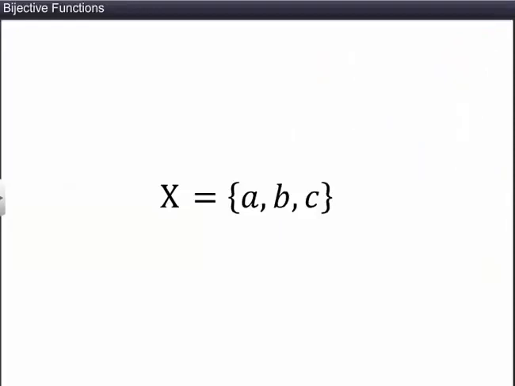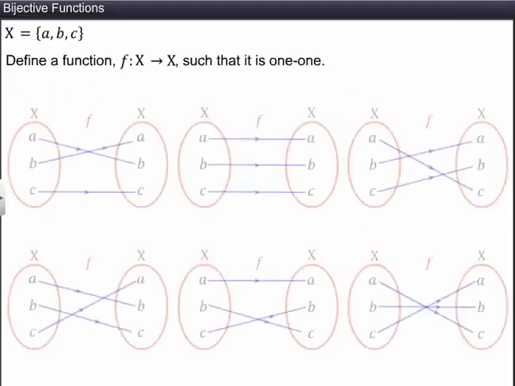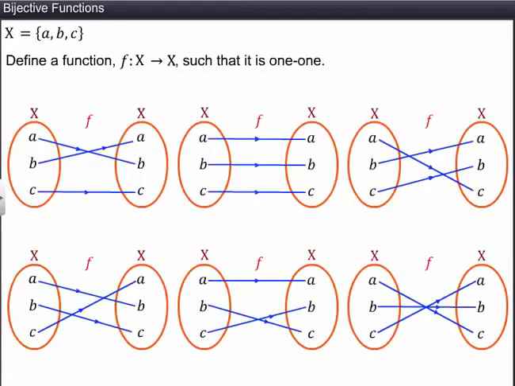Consider a finite set X with the elements a, b and c. Let us define a function f from X to X such that it is a one-to-one mapping. Then every element of domain X has its own unique matching element in codomain X. That is, two elements from the domain of f cannot point to the same member of codomain X.